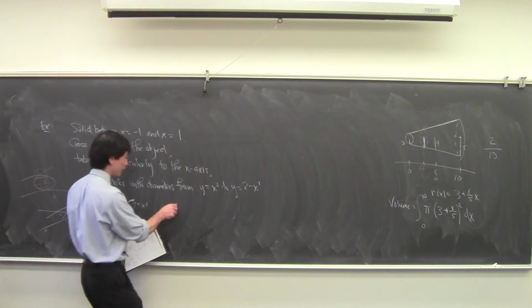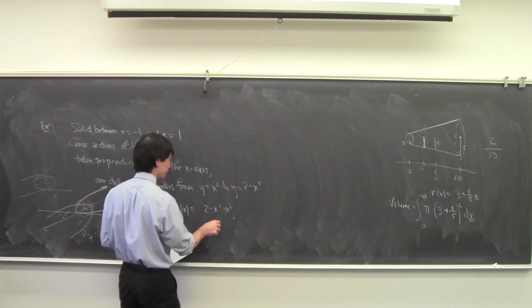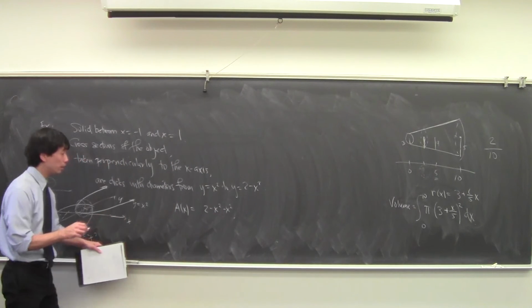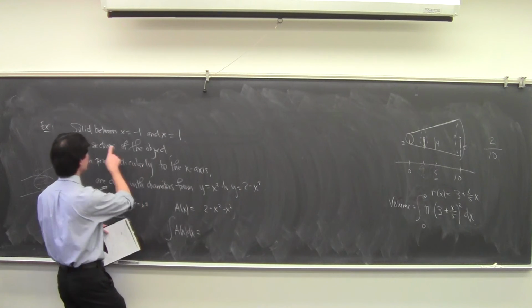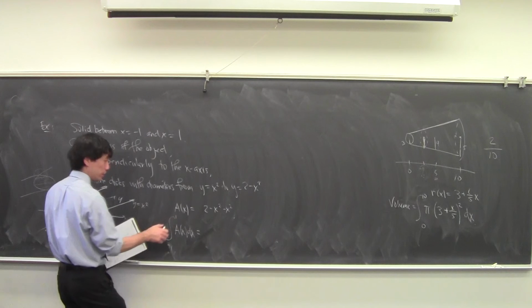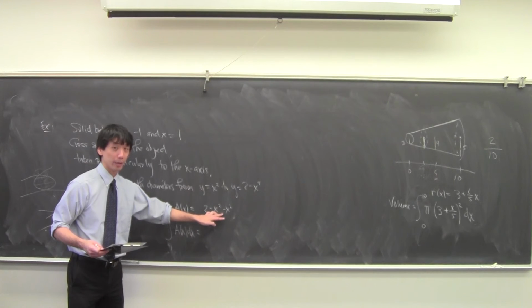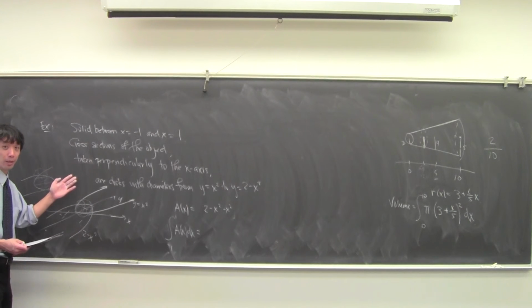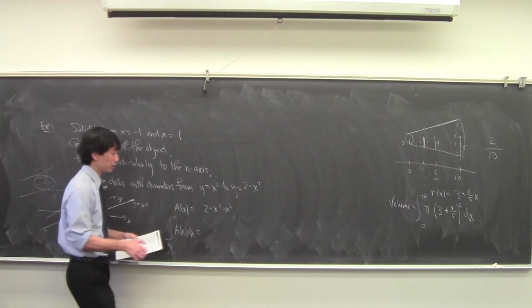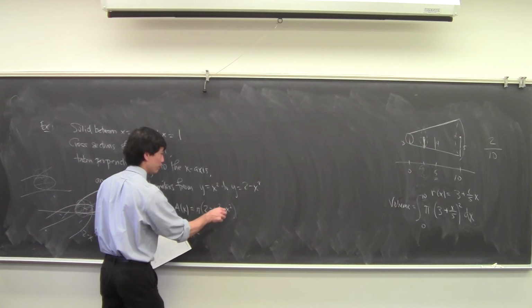So what's A? A of x is equal to 2 minus x squared minus x squared. Oh, sorry, the integral from negative 1 to 1. Is that it for A, for the area? Remember, A is the area of the slice, right? And our slice is a disk. So pi times 2 minus x squared, pi times that radius, squared.